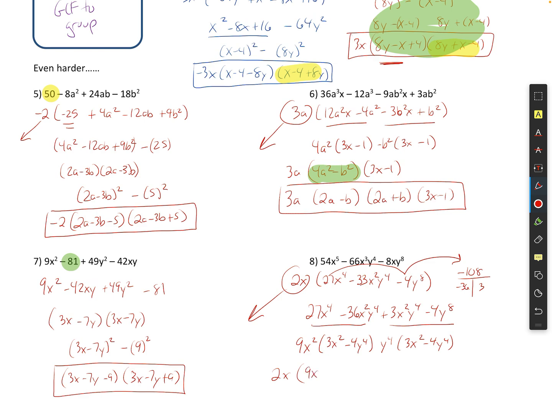2x, 9x squared plus y to the 4th, 3x squared minus 4y to the 4th. And done. Nothing goes further. All right, we're almost through. We're almost through all our factoring rules. We're getting close to the end.